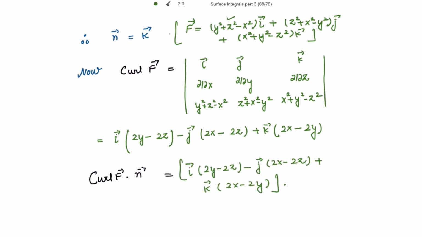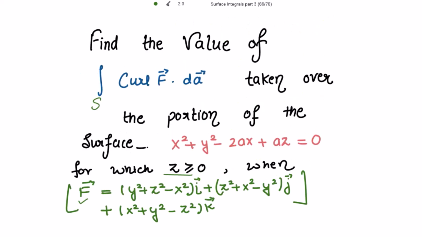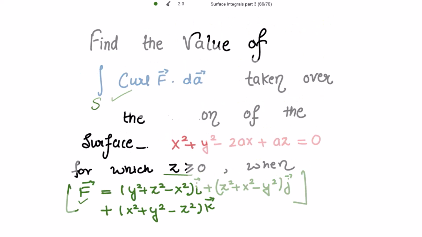And taking its dot product with n vector, which is k vector here. So the dot product of i with k vector is 0, the dot product of j with k vector is 0, the dot product of k vector with k vector is 1. So this is 2 times x minus y. Now we need to evaluate this integral.